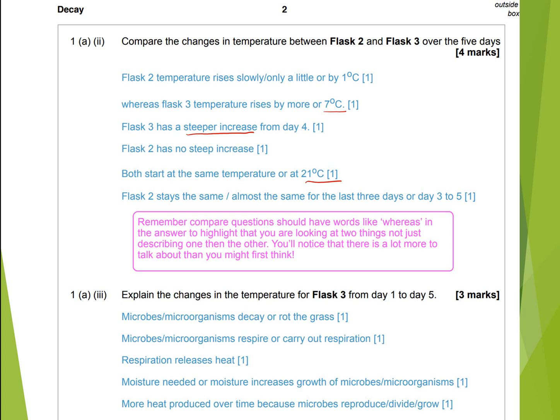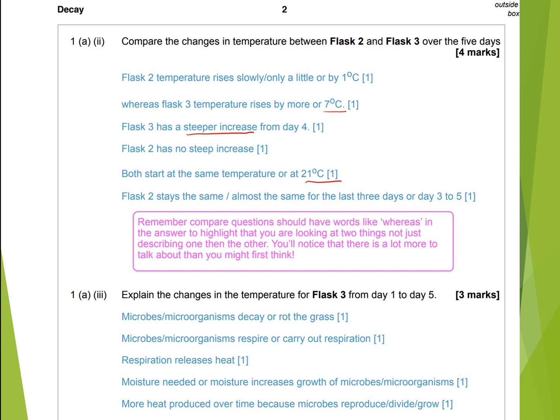Remember, these type of compare questions should have words like whereas in the answer to highlight that you are looking at 2 things, not just describing one then the other. You'll notice that there is a lot more to talk about than you might first think.